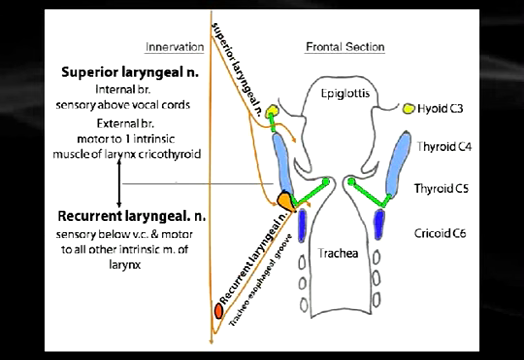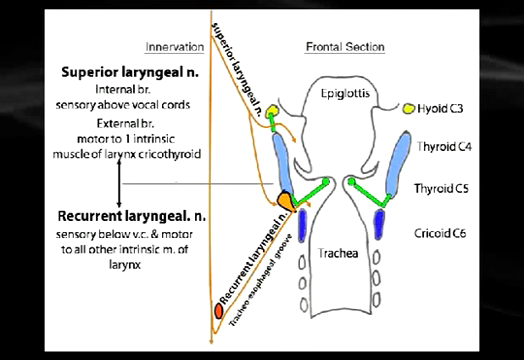So when you're talking about innervation, above the vocal cords, the superior laryngeal will come down and branch into an internal branch, which will be sensory above the vocal cords, as well as the piriform fossa, and an external branch which will go to the cricothyroid muscle. If you're below the vocal cord, the recurrent laryngeal is responsible for both motor and sensory innervation.